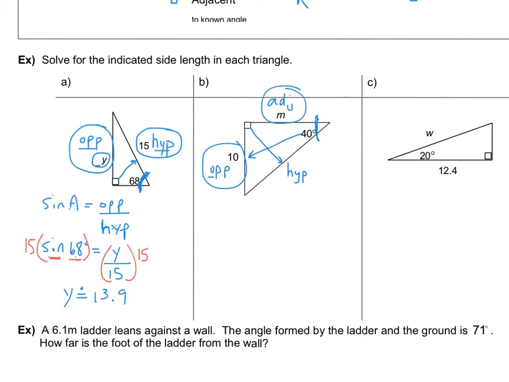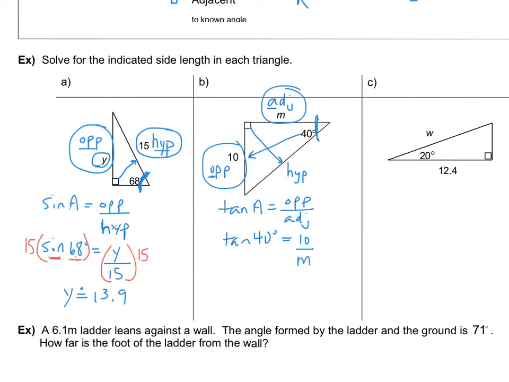So this is a tan ratio question. Tan of angle A is opposite over adjacent. Look at the tan. And then I'm going to fill in what we know. We know the angle A is 40 degrees. My opposite is 10, and my adjacent is M.